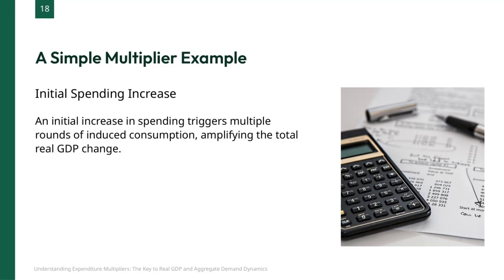Here we're looking at a simple example of the multiplier effect. When there's an initial increase in spending, it sets off a chain reaction. This initial spending leads to multiple rounds of induced consumption, meaning people spend more as they receive additional income. This process amplifies the overall change in real GDP, making the total economic impact far greater than the original spending increase. Essentially, $1 spent can generate several dollars in economic activity, highlighting the powerful ripple effects within the economy.